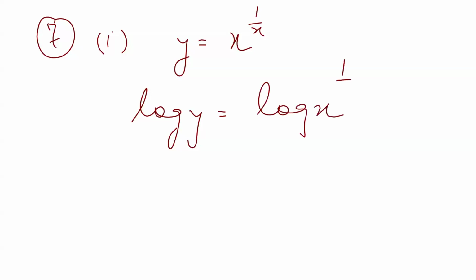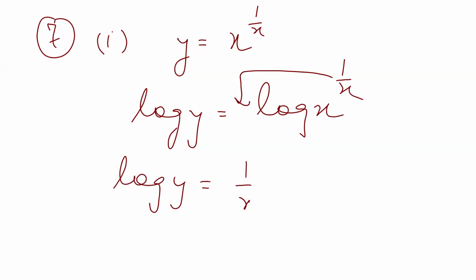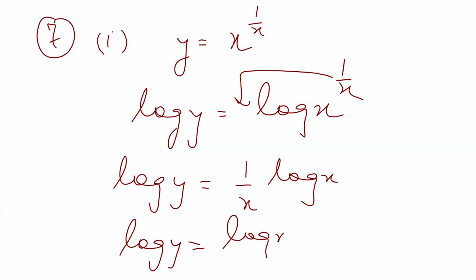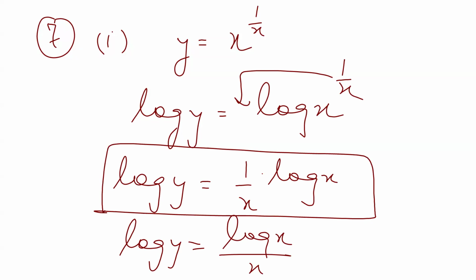7 sub question 1. So the term is x raised to 1 upon x. So let this be y, because y is a function of x. Now base is with x and power is also with x. If that is the case, we'll take log on both the sides. Log y equals log x raised to 1 upon x. So log y, take this 1 upon x and into log x. So log y is equal to log x upon x.